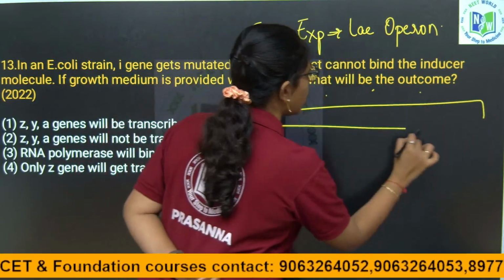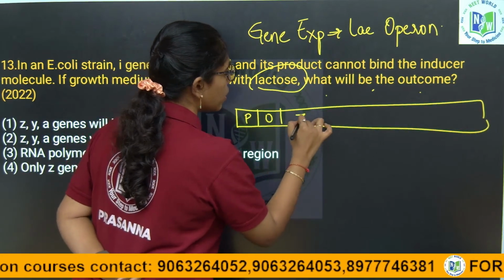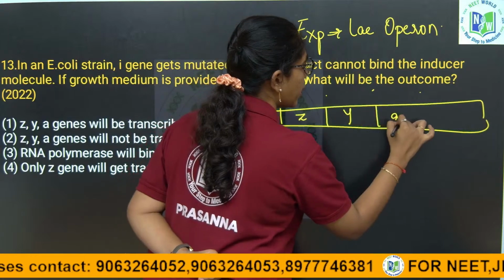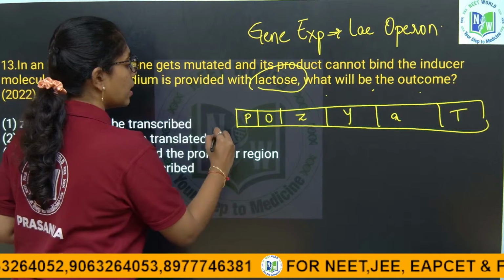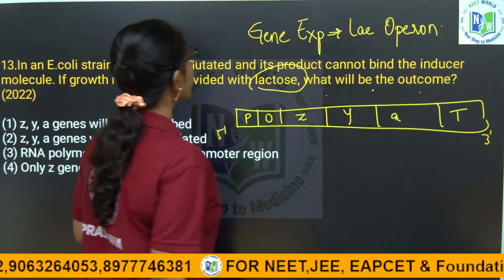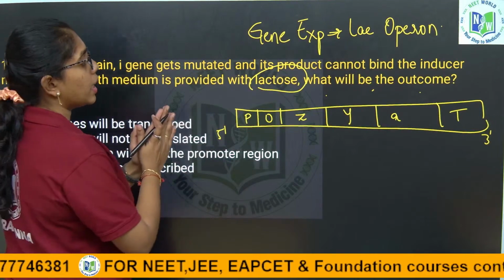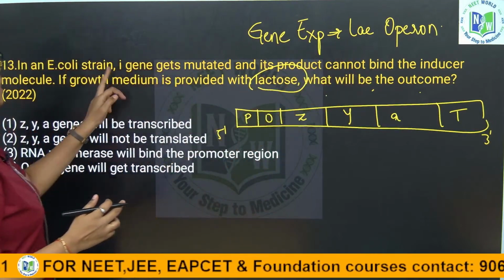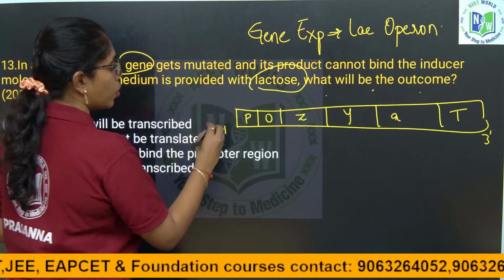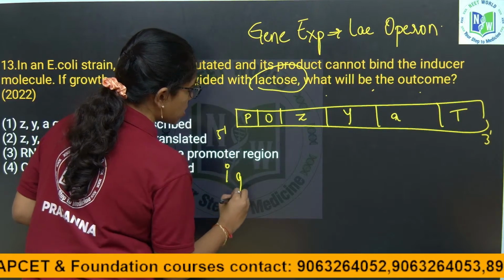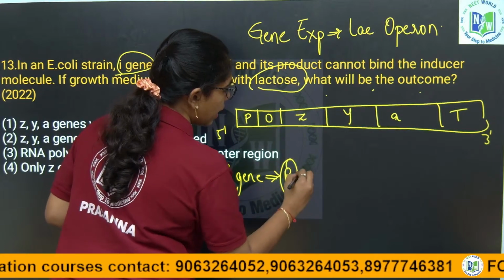with a 5' promoter region followed by the operator, then 3 structural genes Z, Y, A, lastly the terminator. So, in this case he is saying that lactose is provided to the culture medium, but the I gene got mutated. The I gene, which is far away from the promoter region, cannot send repressor. The I gene got mutated, it cannot send repressor.